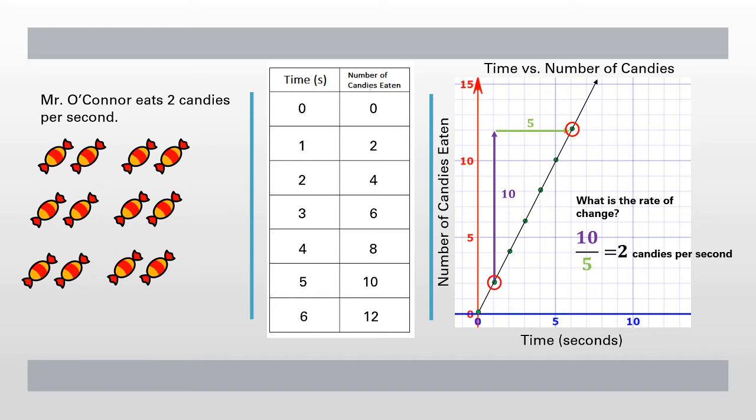Another word we use for rate of change, as I mentioned before, is slope. And for some reason in math we use the letter m to represent slope. I know it doesn't make very much sense because the letter m is nowhere in the word slope, but this is a convention in math that we will be following.